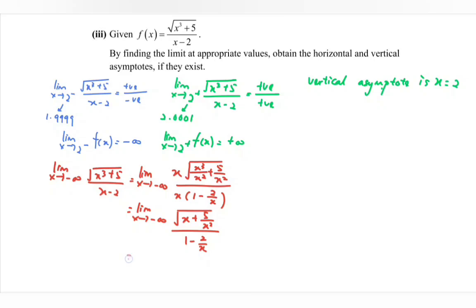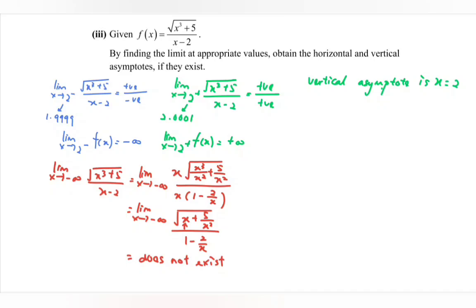So in this case, for this part we have negative infinity. The square root of negative infinity means that it does not exist. If we refer to the calculator, we will have math error or undefined. So that means there is no horizontal asymptote as x approaches negative infinity.